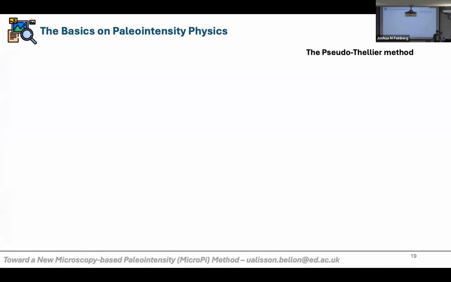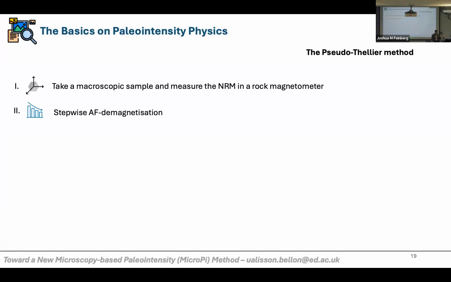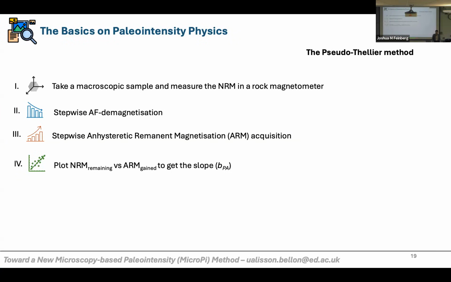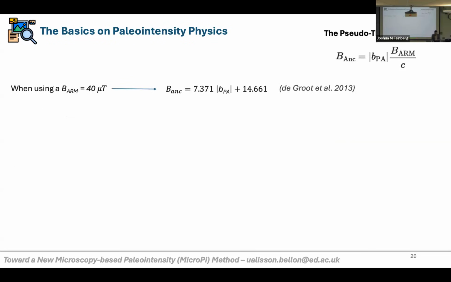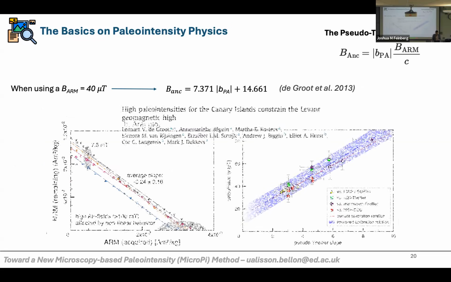So one thing that is very well known is the pseudo-Thellier method that doesn't require heating. So what you do is you basically measure the remanence, you stepwise AF demagnetize your sample, and then you acquire an ARM within the same steps, and then you have a pseudo-Arai plot, and you can, through a calibration factor, correct that into an expected absolute paleointensity. And there are some experimental and empirical ways to correct that. Leonhard has been working on that for quite a period of time, and we have a really good relationship.